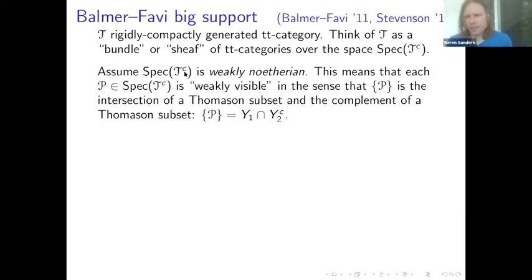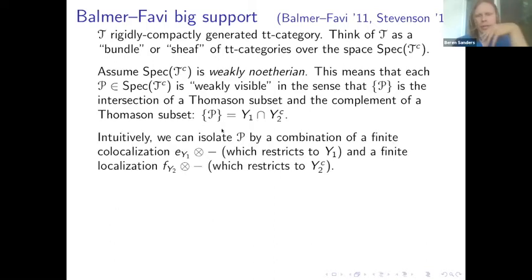Now, it might seem like a strange definition the first time you see it, but what it allows you to do, intuitively, is isolate the point P as a combination of a finite co-localization, which restricts to the part of the category that lies over Y1, and then a finite localization, which restricts to the part of the category that lies over the complement of the second Thomason subset. And so by doing a co-localization and a localization together, you're intuitively isolating the point P.